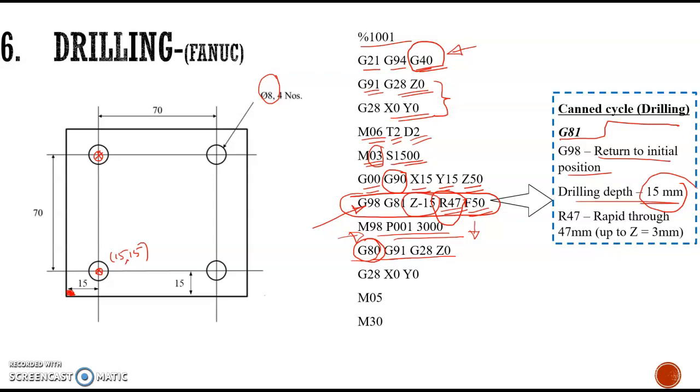Then G91 is again used for incremental movement of the tool. Again G28 is used, followed by Z0, X0 and Y0. That is, again we make the tool go to its home position. Then finally M05, that is the spindle stop, and M30 is the end of the program.